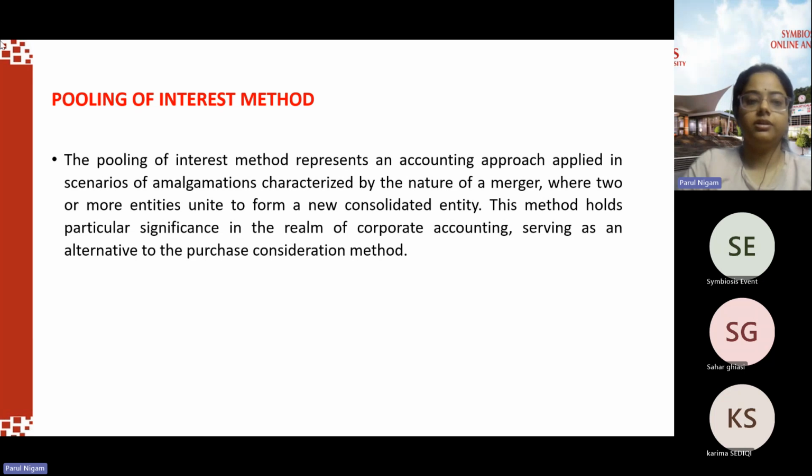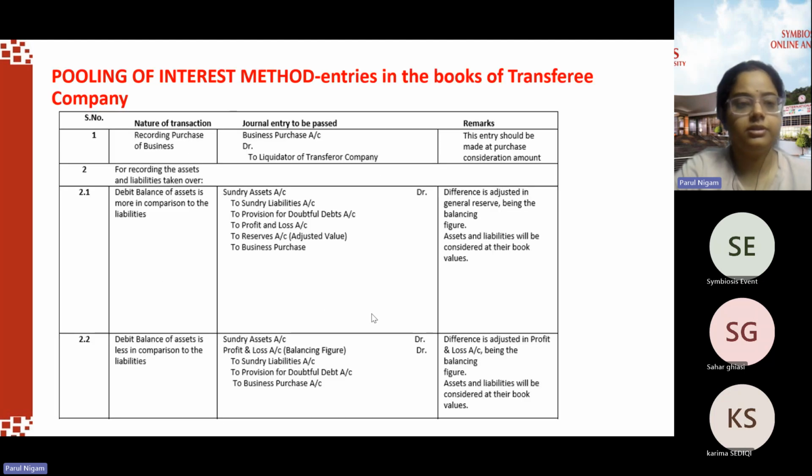So in case of merger, the pooling of interest method is followed. This method is only and only used in case of merger. The pooling of interest method represents an accounting approach applied in amalgamations characterized by the nature of merger, where two or more entities unite to form a new consolidated entity. This method holds particular significance in corporate accounting, serving as an alternative to the purchase consideration method.